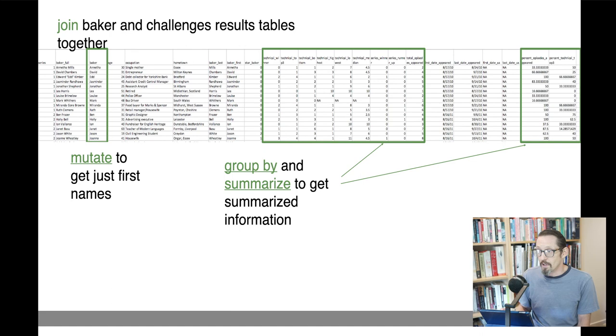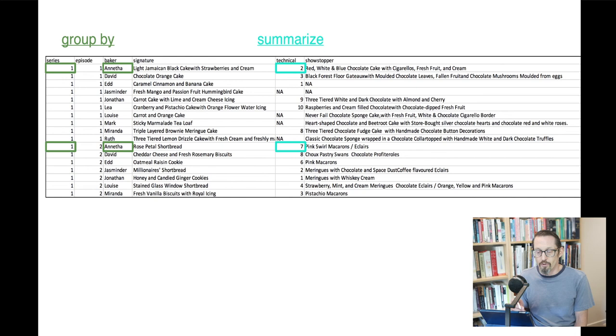So again, a closer zoom in on what I was just saying a minute ago. We want to group by Anitha, find all the entries of Anitha, and we want to summarize, say, what was her average place, her average rank in the technical challenge. So, you know, in the first episode, she was second place, and in the second episode, she was seventh place. So her average is 4.5, you know, 9 divided by 2, right? That's her average place is 4.5. So that's what we're after here.